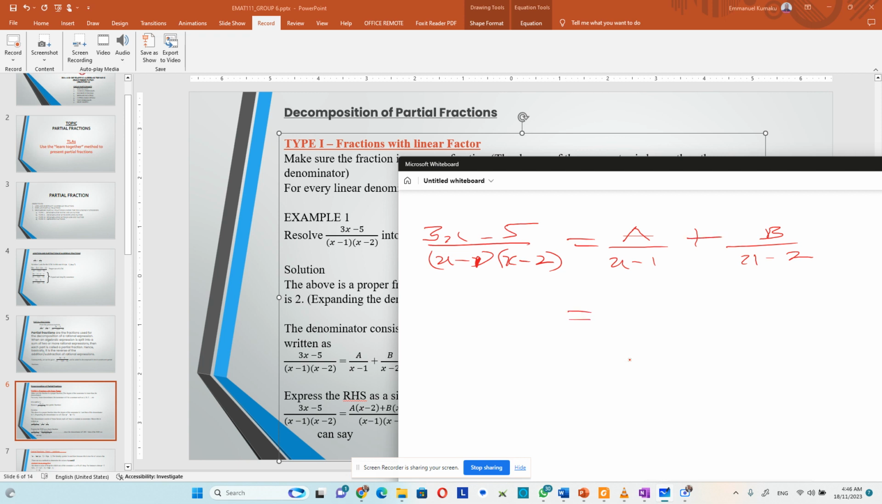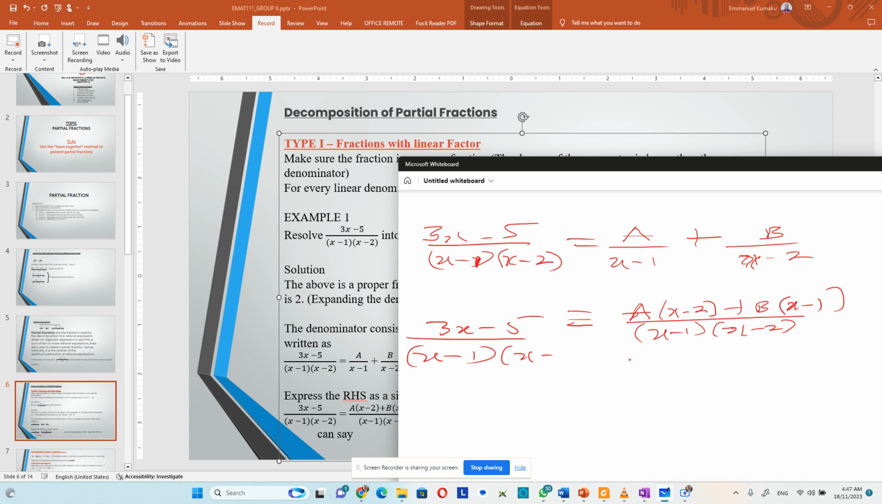Now, at this point, we do the normal addition we did in the previous exercise. So the LCM will be (x minus 1)(x minus 2). So here, the A will multiply x minus 2, and then the B will multiply x minus 1. And this is identical to 3x minus 5 on (x minus 1)(x minus 2). Good.